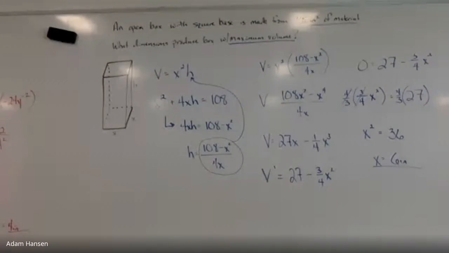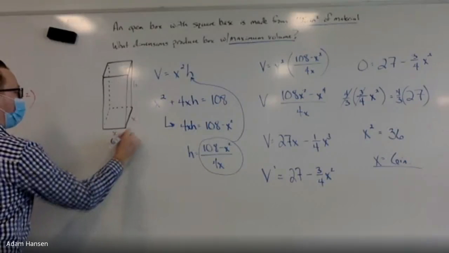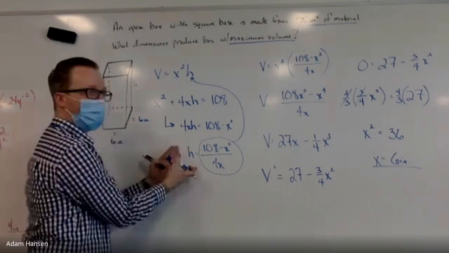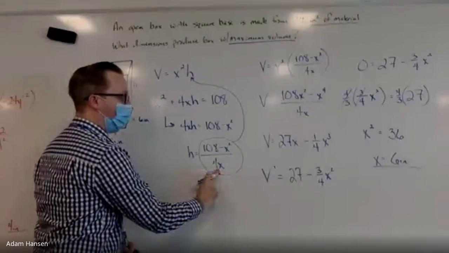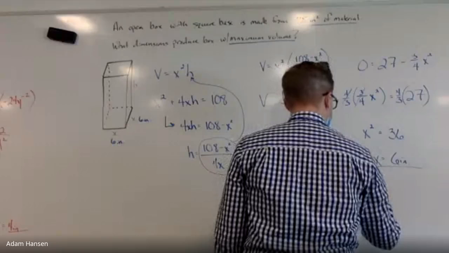Is that right? Same perfect square I had from over there. I now know that the box has a 6 by 6 square base, 6-inch by 6-inch. What else do I need to know? The height. But don't I have an equation that gives the height in terms of x? The height is equal to 108 minus x squared over 4x, and I now know that x needs to be 6 inches to make the largest box possible.